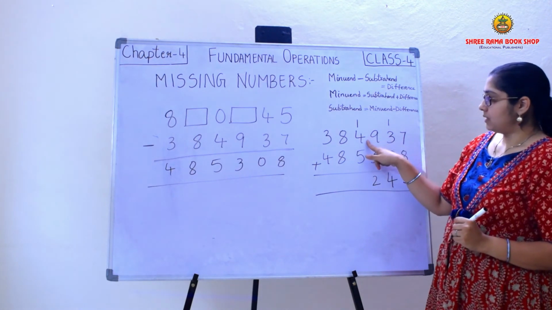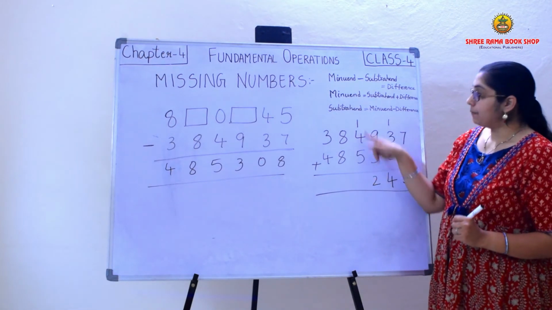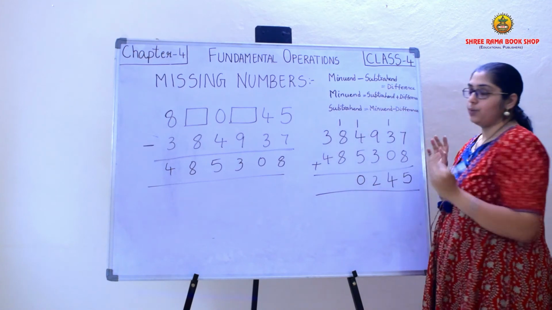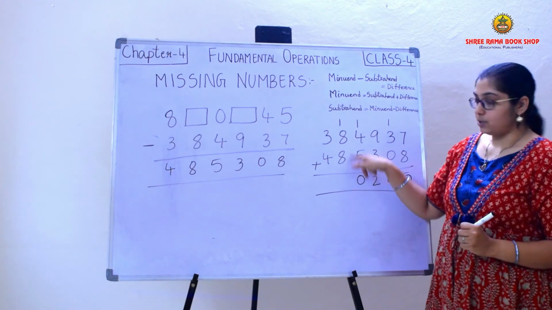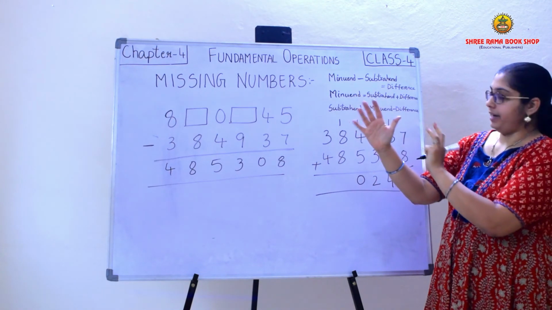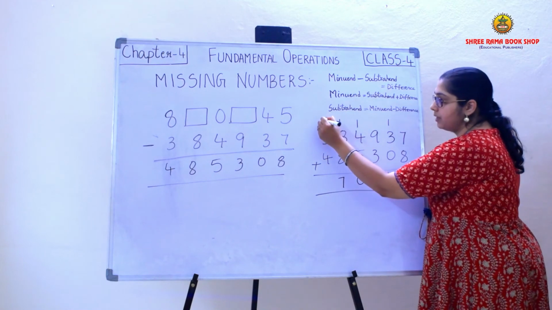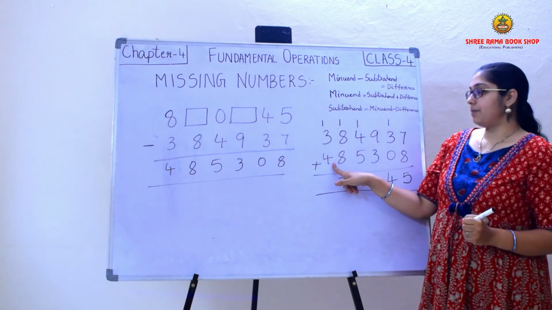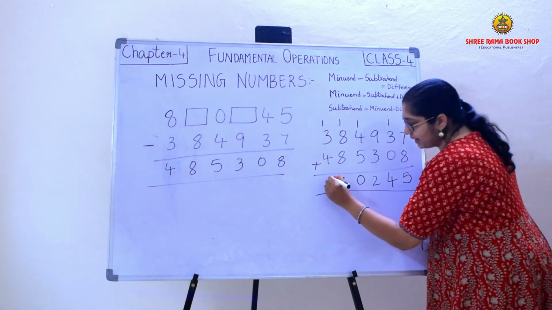Now, in the thousands column, I have 4 plus 5. So, what is 4 plus 5? 9. And 9 plus 1, which is a carry, now it is 10. So, 0 and again 1 is carried to the 10,000s column. In the 10,000s column, I have 8 plus 8. So, after 8, 9, 10, 11, 12, 13, 14, 15, 16, right? Now, 16 plus 1, which is a carry, will become 17. 7 over here and 1 should be carried to the lakhs column, right? Now, here I have 3 plus 4. How much is 3 plus 4, children? It is 7. So, 7 plus 1, which is the carry, will become 8.